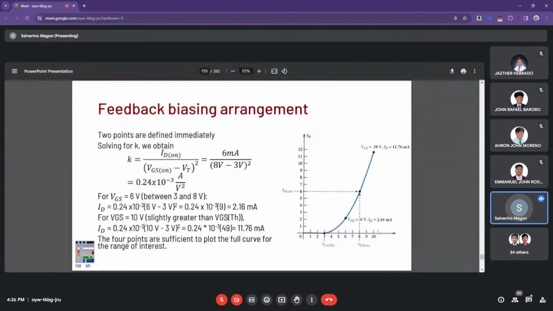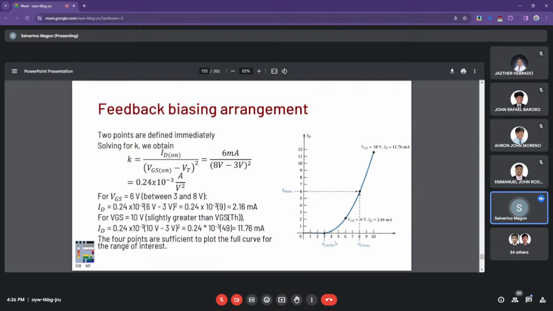For VGS at 10 volts, you can extrapolate beyond the Q point. So it's greater than your threshold voltage. Yes, definitely. And the drain current at that point is at 11 milliamps. So that's how you can plot this curve, assuming different values of drain currents and the corresponding VGS values. Right. So 4 points are sufficient to plot the full curve.